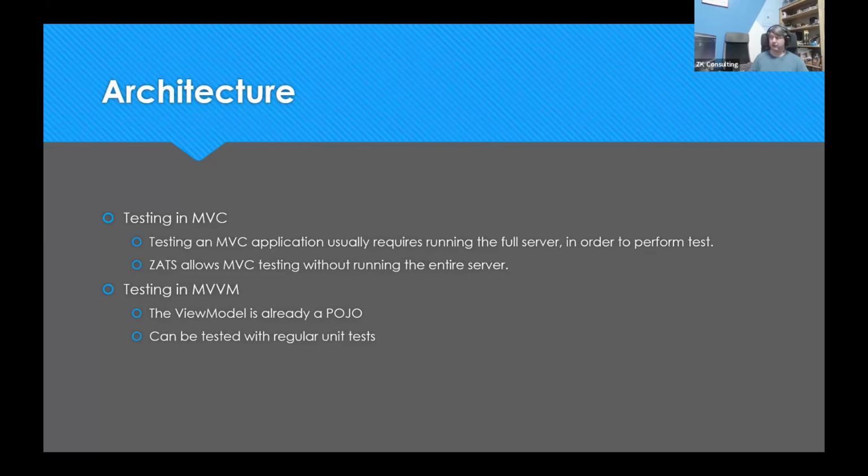Where ZATS is very useful is in testing composers, because composers, as part of the MVC pattern, are very tied between the view and themselves. So you need it in order to mimic the view, to receive those events and to update the view so that you can make sure that the composer is performing accordingly. And as I already mentioned, ZATS is going to let you do that without having to run either a browser or an entire server behind it.